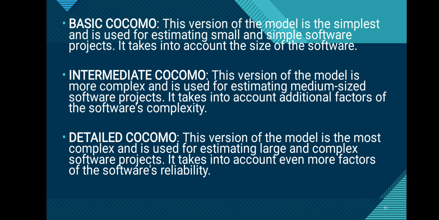Basic COCOMO is the simplest and is used for estimating small and simple software projects, such as the development team experience and the development environment characteristics. And the second one is intermediate COCOMO. This one is more complex and is used for estimating medium-sized software projects. It is more or less software complexity, such as the development team's communication and coordination and the level of documentation and testing requirements. And the third one is detailed COCOMO.